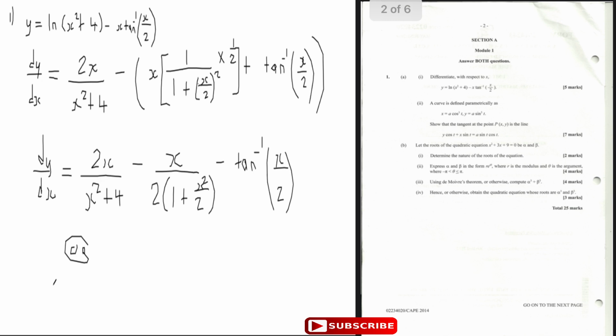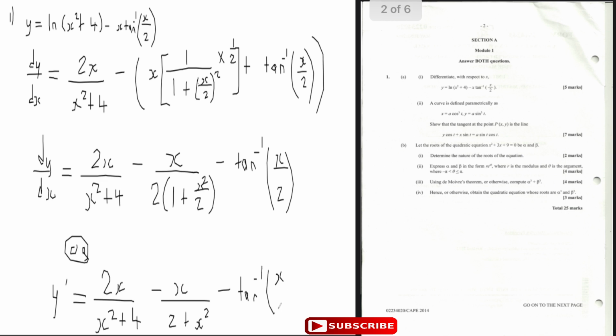Instead of saying dy by dx, I'm going to write y prime. You could write that y prime is equal to 2x over x squared plus 4 minus x over 2 plus x squared minus tan inverse x over 2. This is just an alternate way you could write it. All right, nice and easy.